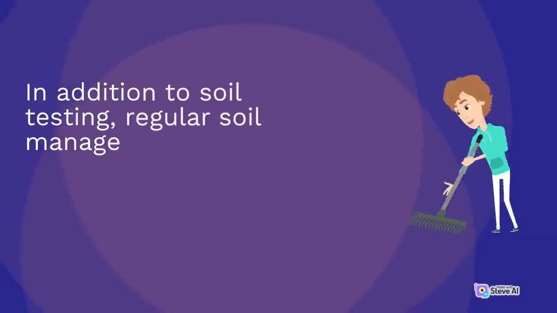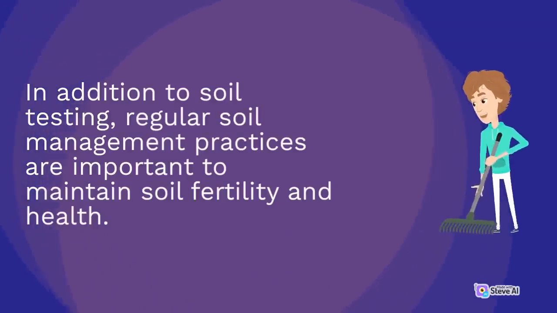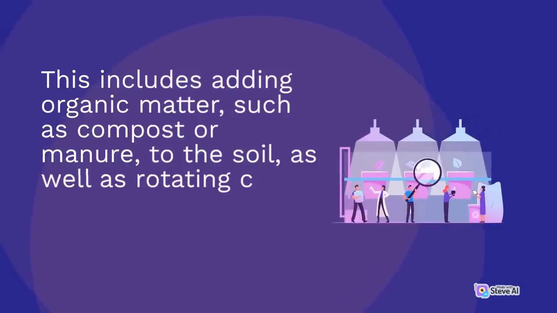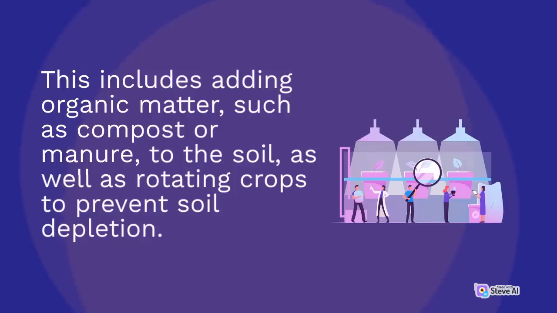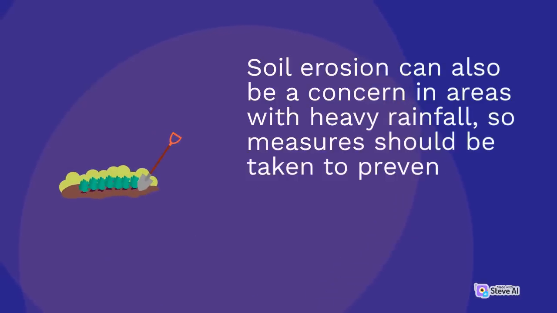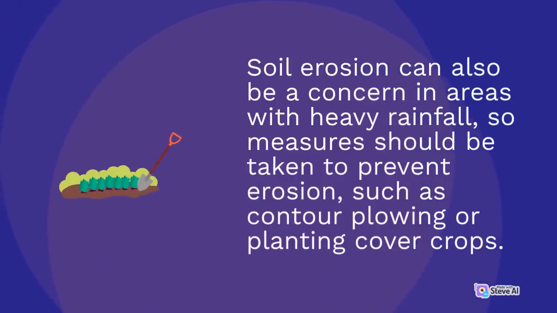In addition to soil testing, regular soil management practices are important to maintain soil fertility and health. This includes adding organic matter, such as compost or manure, to the soil, as well as rotating crops to prevent soil depletion. Soil erosion can also be a concern in areas with heavy rainfall, so measures should be taken to prevent erosion, such as contour plowing or planting cover crops.